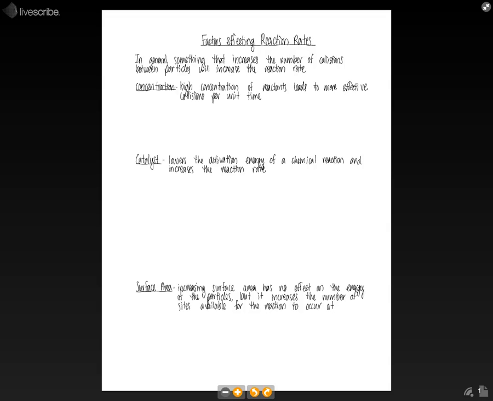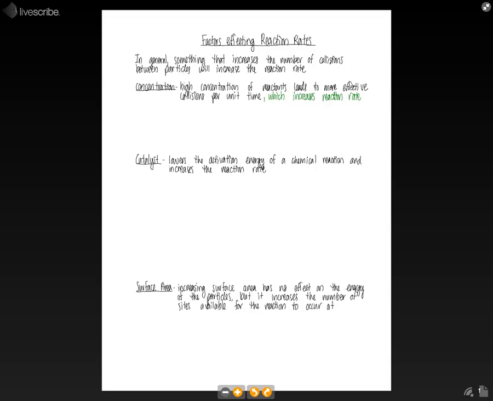And so first, if we look at concentration, a high concentration of reactants is going to lead to more effective collisions per unit time, just because we have more present. So this is going to increase the reaction rate because we're going to have more collisions.